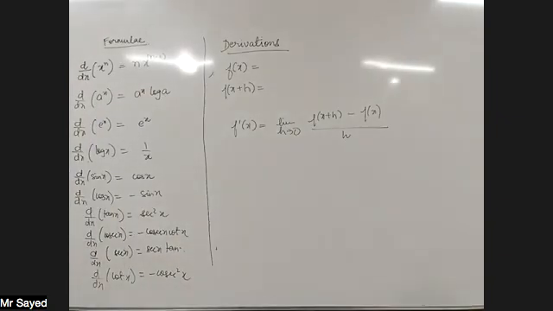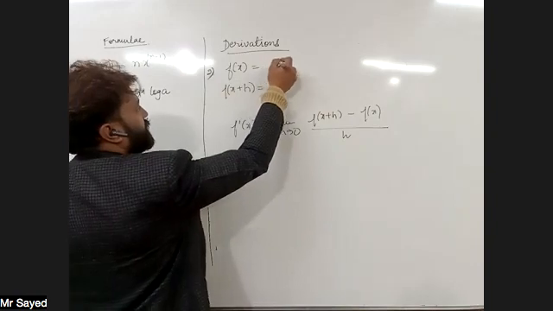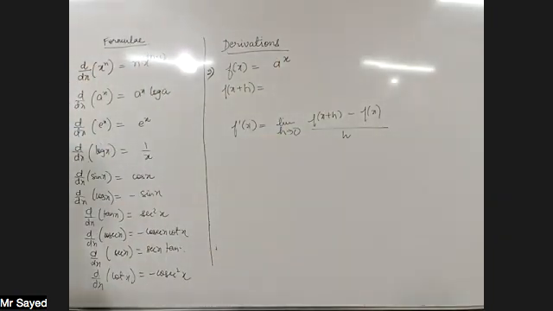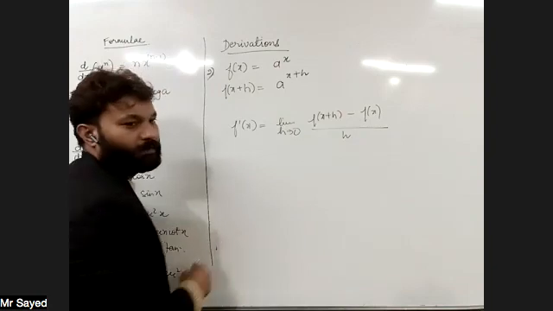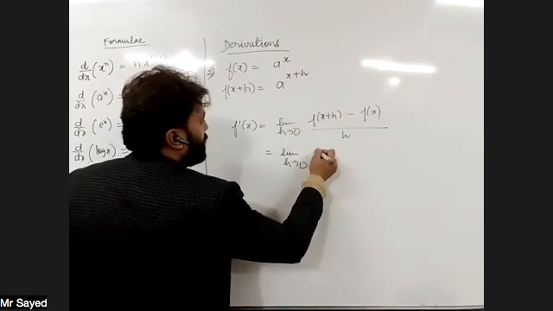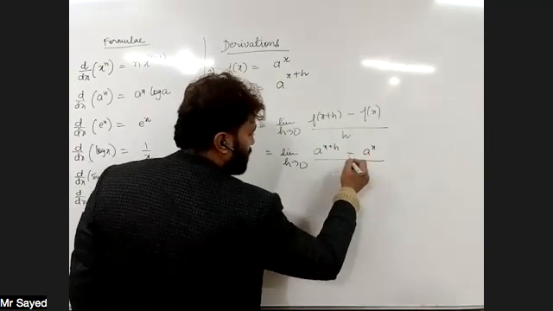Now look at this, the second one, that is differential of a raised to the power x. What will be f(x+h) here? a raised to the power x plus h. So this will become limit h tends to 0, [a raised to the power x plus h minus a raised to the power x] upon h.